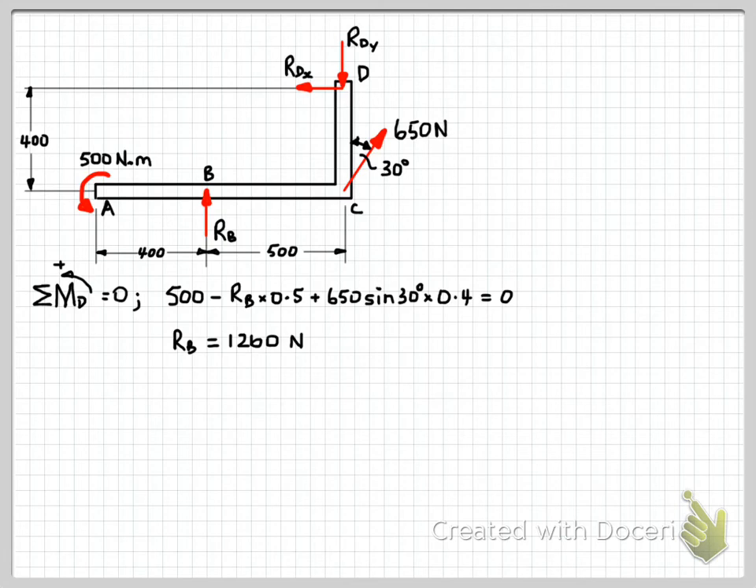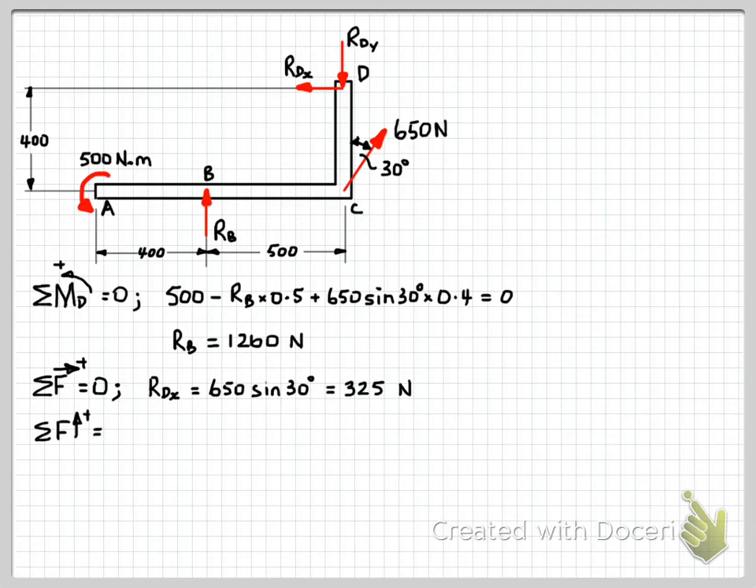Okay, so the next thing to do is to start to use the other equations of equilibrium. So I've started by using sum of the forces in the horizontal direction equals 0. And if we look at our free body diagram, we've got Rdx, and the only other horizontal force is the horizontal component of the 650 Newton force. So we can write that in straight away. Rdx equals 650 sin 30, and that equals 325 newtons.